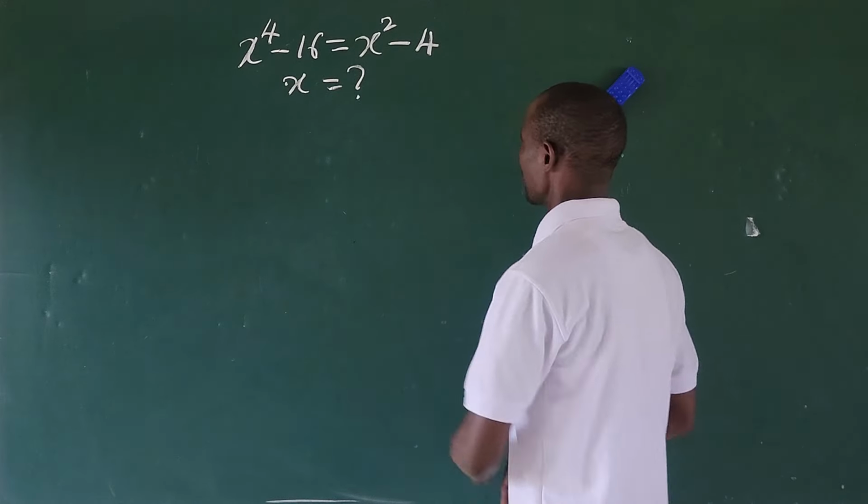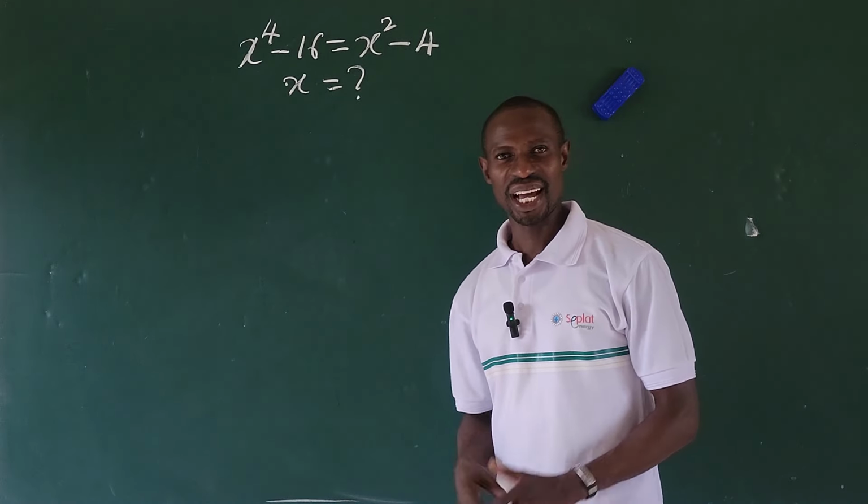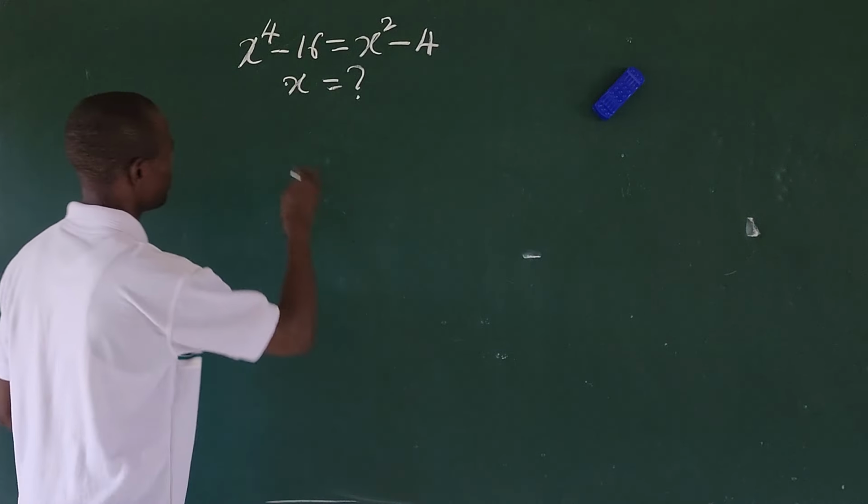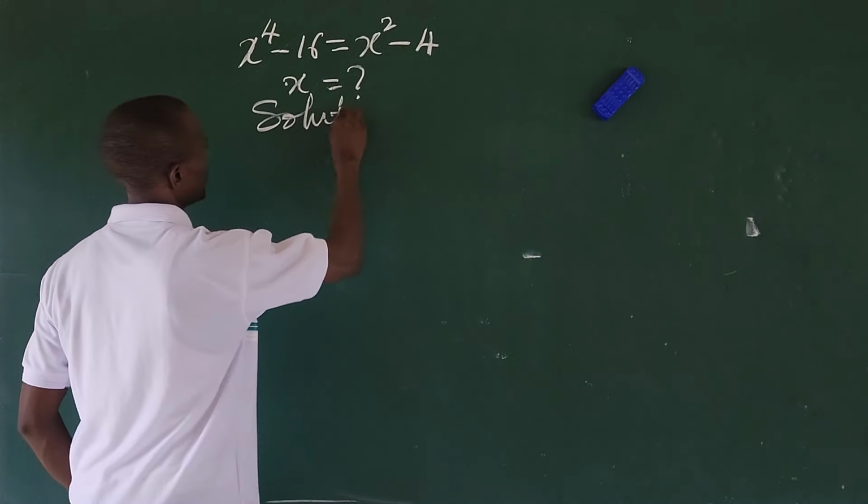Hi, we have a class 7 algebra before us here. How do we solve this? Very easy. So we're not wasting much time on this. So we take a solution here.